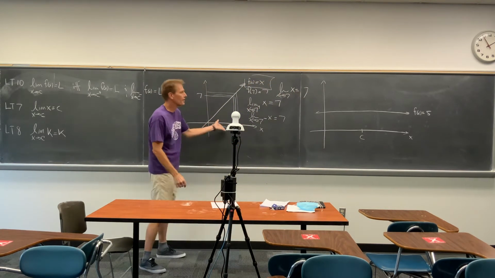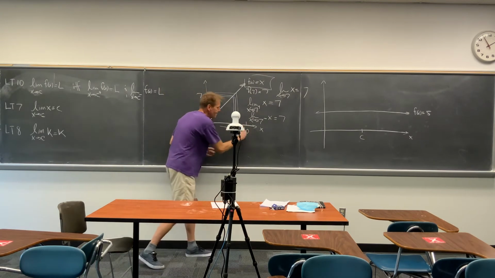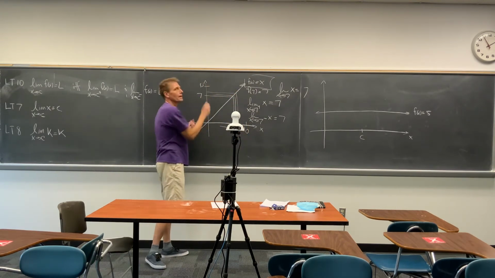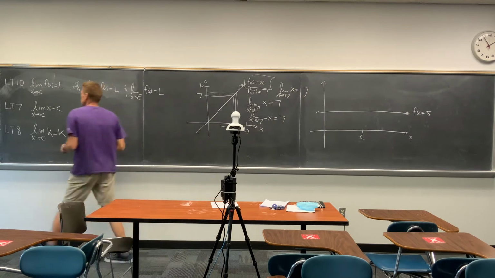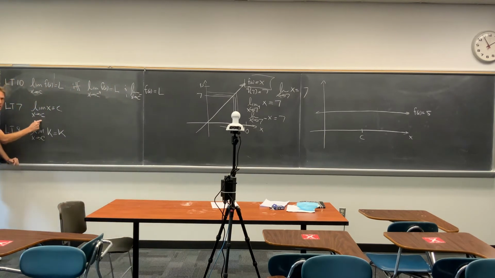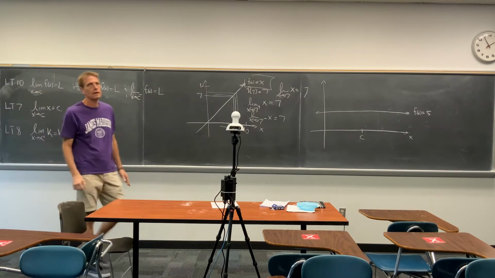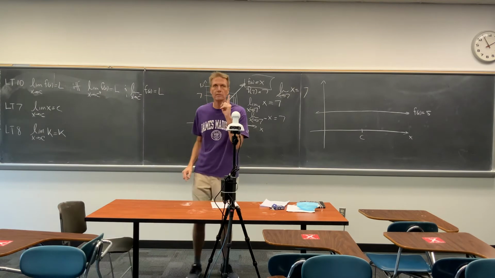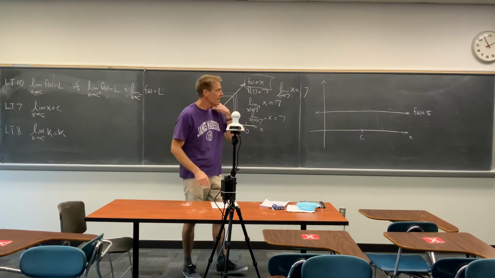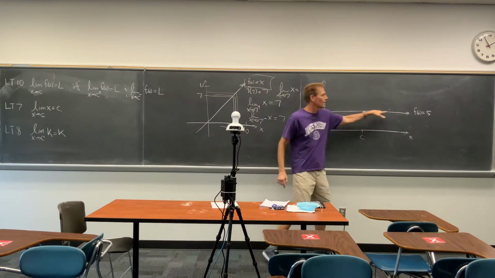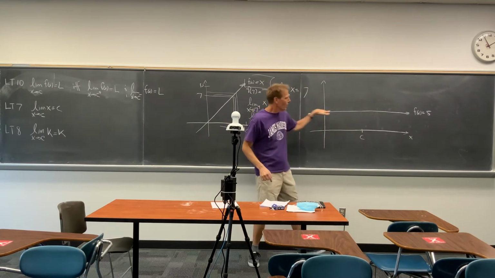And guys, it doesn't matter that it's 7. If this was a 10, it would still be the same thing. It would go to 10. And so this is what this is saying: no matter what the c is, the limit as x approaches any number is just that number. And that was our first real big limit tool. The second one is, what if it's a constant function?